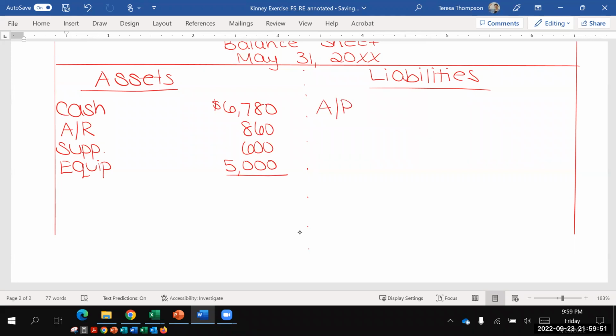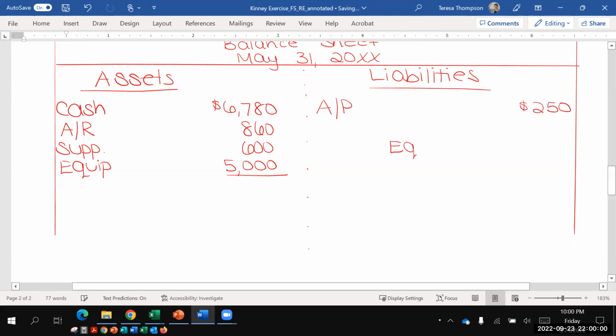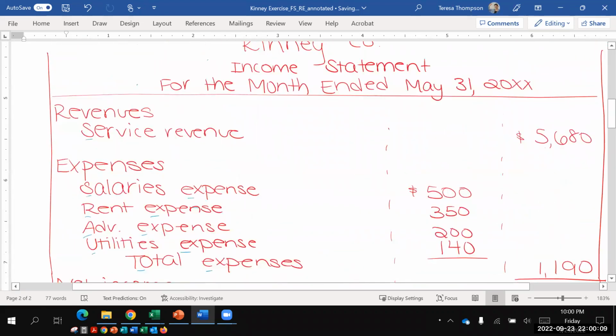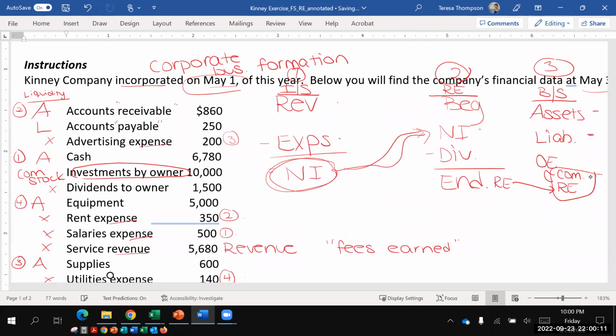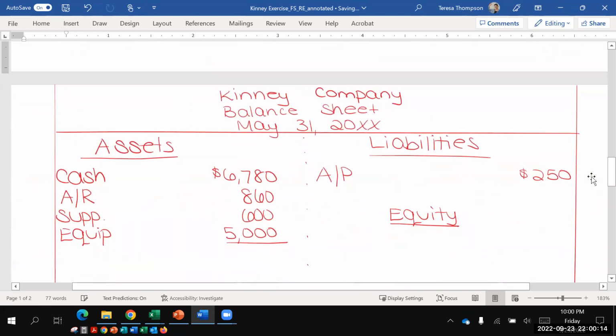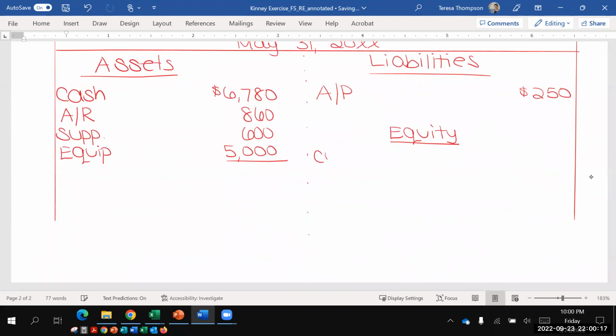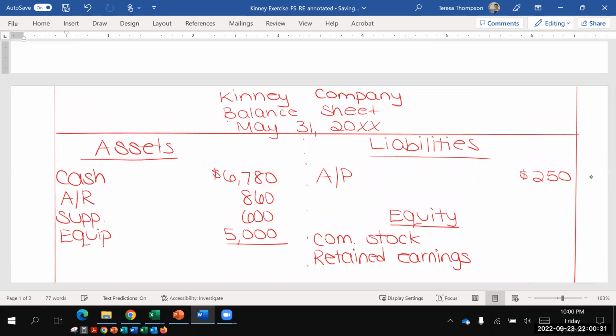Feel free to abbreviate accounts payable AP. That is a well-accepted abbreviation. And then we go into our equity. You can call it owner's equity or stockholders' equity. You have two items that make up equity. Go back here to your little notes. The two items are common stock and retained earnings. Common stock, retained earnings. And you might be wondering, do I take the beginning retained earnings balance or the ending? You're going to take the ending retained earnings because you're preparing this balance sheet at the end of the period.